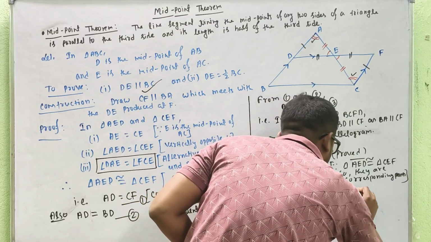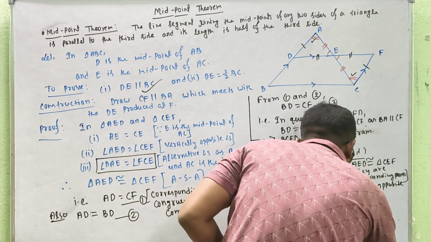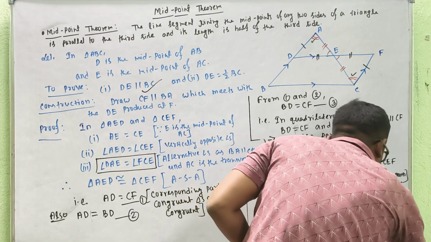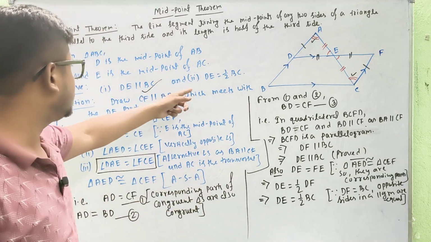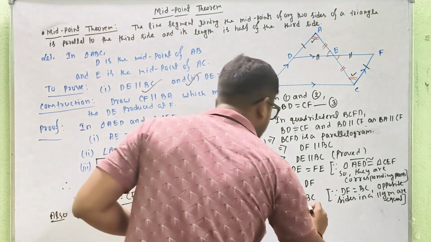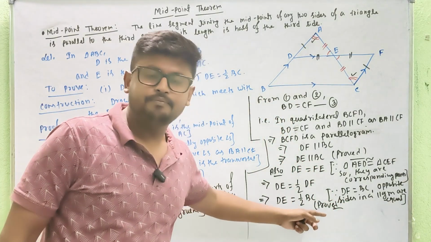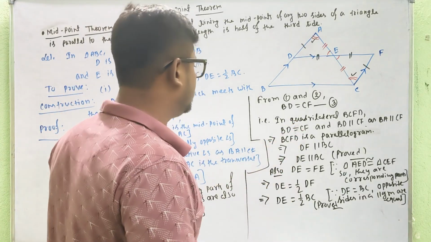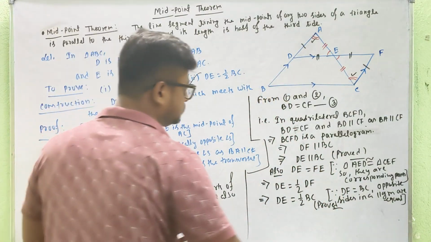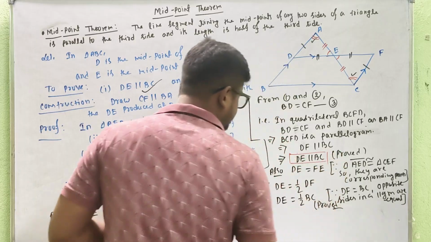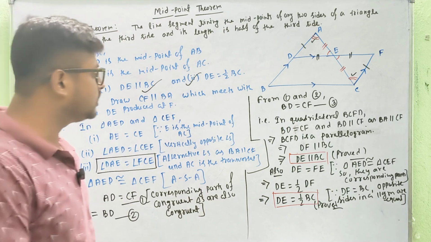Since DF equals BC, opposite sides in a parallelogram are equal. So the second condition, DE equals half BC, is also proved. This is the first condition, DE parallel to BC. This condition is proved, and then DE equals half BC is also proved. So the proof is done.